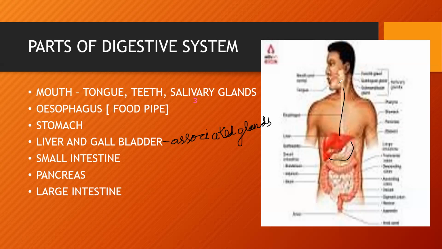But liver and gallbladder and also your pancreas, this one you see, your pancreas is here below your stomach. Okay, pancreas, these all come under associated glands which help in digestion. They secrete something which help in digestion. Food doesn't go through them directly.